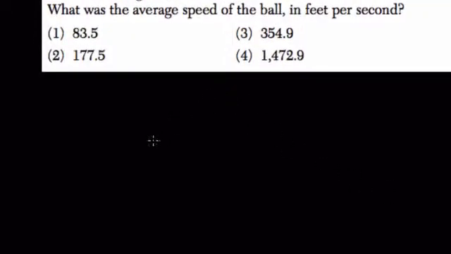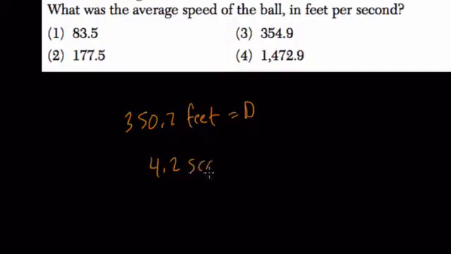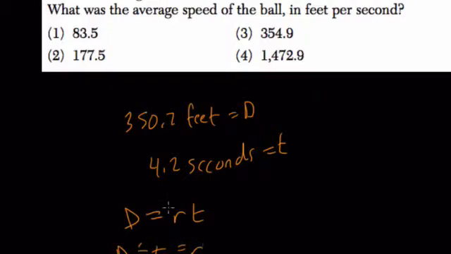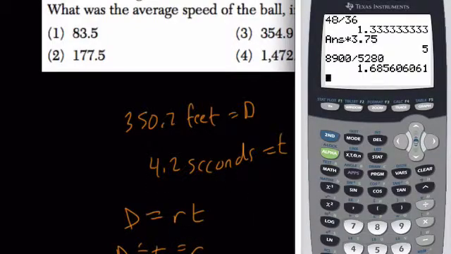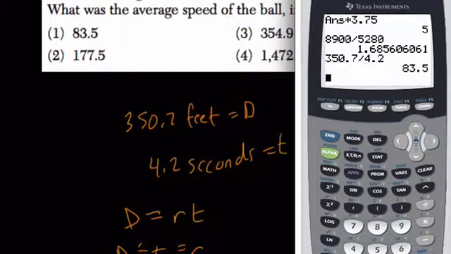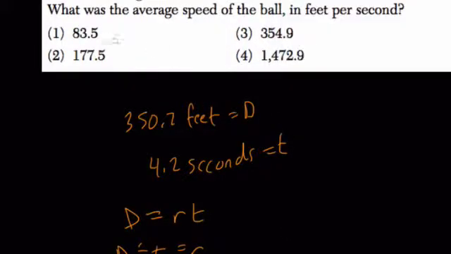In a baseball game, the ball traveled 350.7 feet, that's our distance, in 4.2 seconds, so that's our time. They're going to ask us, what's the rate, or speed? Distance equals rate times time. So distance divided by time equals rate. So what is 350.7 divided by 4.2? 83.5 feet per second, right? Choice 1. Okay, hope this helped.